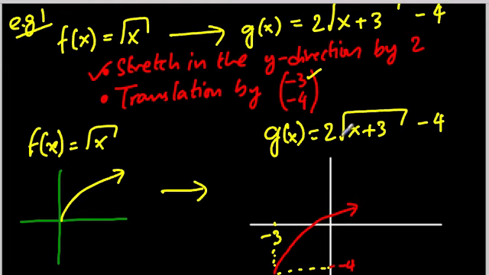So when you think about it, there's been no reflection. That's why it's still going in the same direction. But it's been stretched by 2, so that's why it looks a little bit higher. And then it's moved to the left 3 and down 4. All right, so that's example 1 of how to transform a square root function. I'll show you another example in the next video.